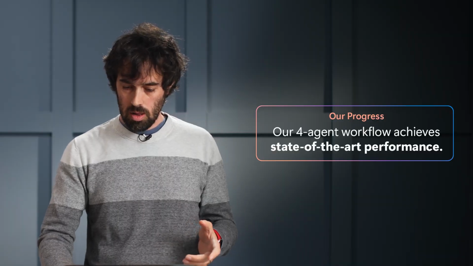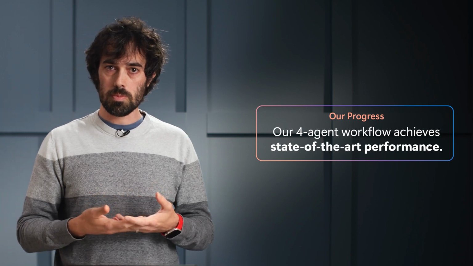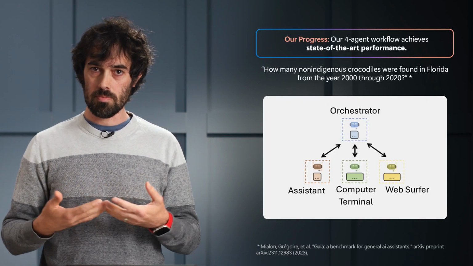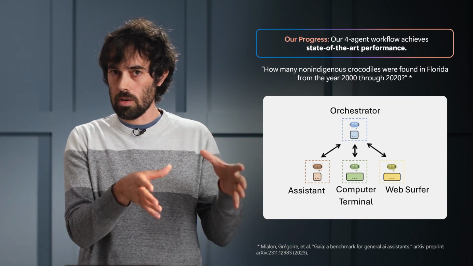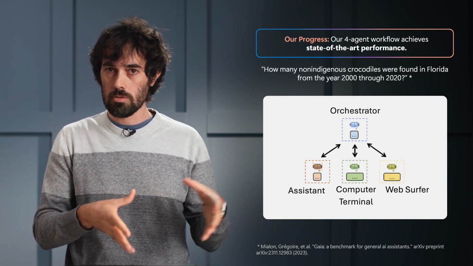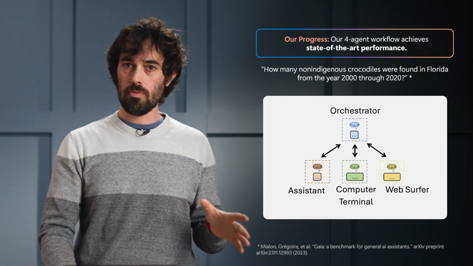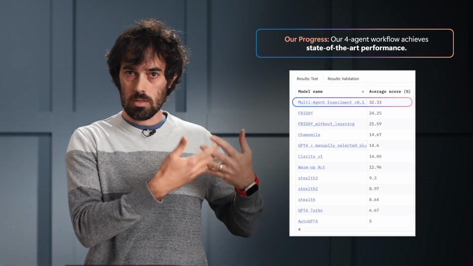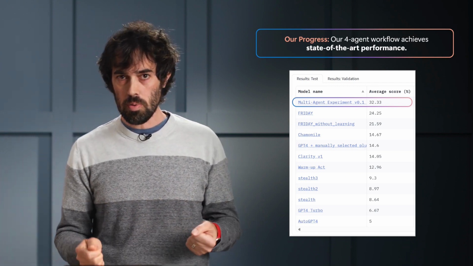If you recall that question about crocodiles from the beginning, that's from the GAIA benchmark for general AI assistance. And we put together four agents to work on these types of problems. It consists of a general assistant, a computer terminal that can run code or execute programs, a web server that can browse the internet, and an orchestrator to organize and oversee their work. Now, with that team of four agents, we were actually able to, in March, achieve the top results on the GAIA leaderboard for that benchmark by about 8 points.